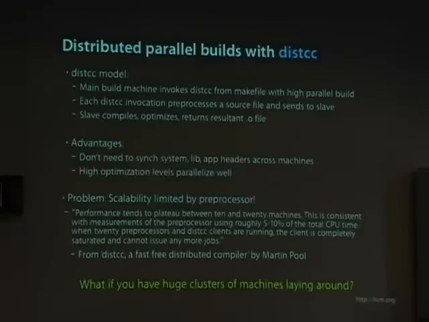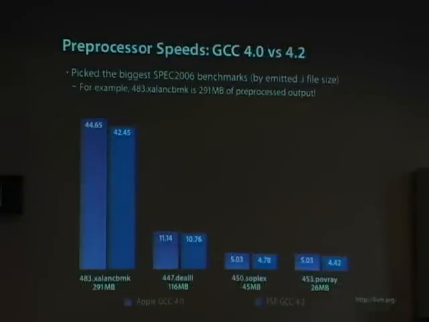So the question then is, what can you do if you have huge clusters of machines lying around, right? Well, the GCC community, and Google certainly has helped with this, has actually looked at optimizing GCC's preprocessor, right? And I was just discussing this with somebody before, and they said, oh, well, GCC 4.0 sucks, especially Apple GCC, because it has all kinds of nasty, horrible stuff in it, and GCC 4.2 is much better, right? And in fact, he's right. GCC 4.2 is significantly better than GCC 4.0.